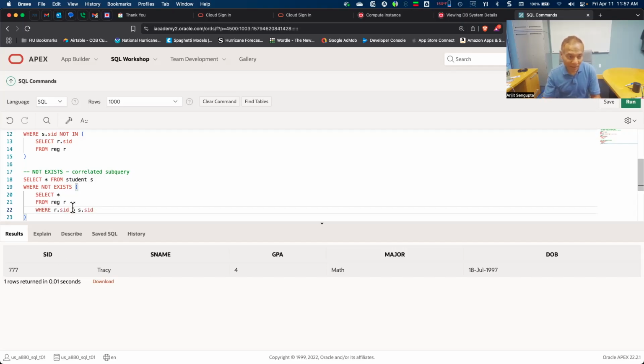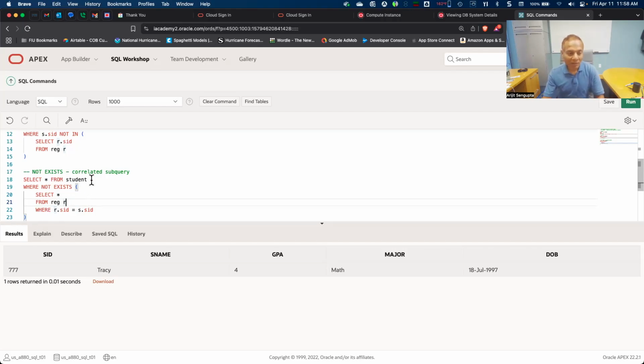Notice that this s does not appear in this query. It's actually appearing outside. This is why it's called a correlated subquery. So that is actually possible to do. You can create a subquery where the subquery correlates to an alias that you have defined outside the query. You can't do it the other way around.